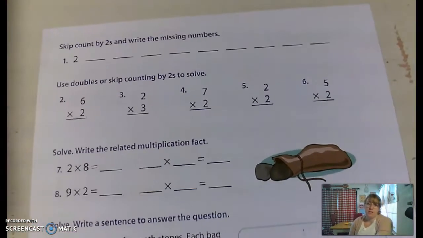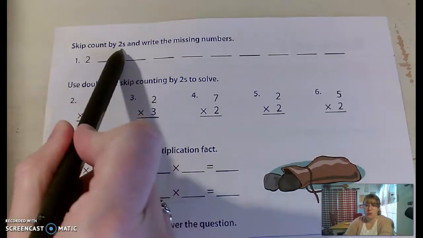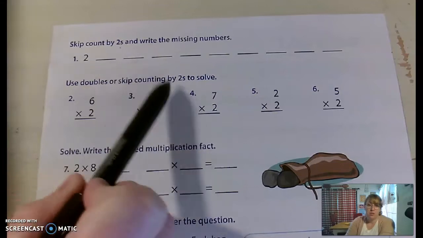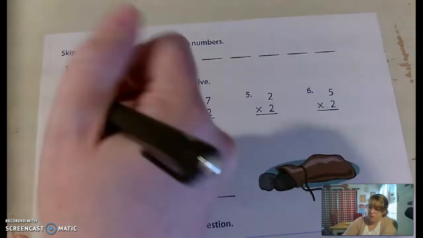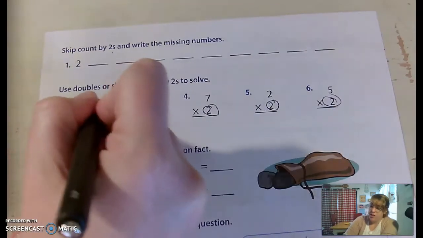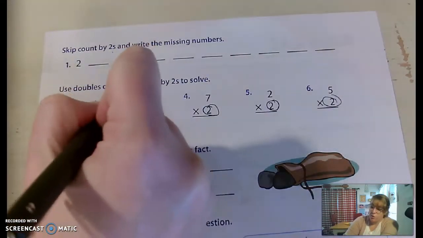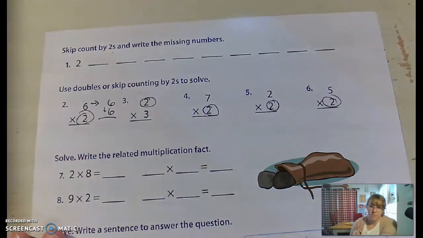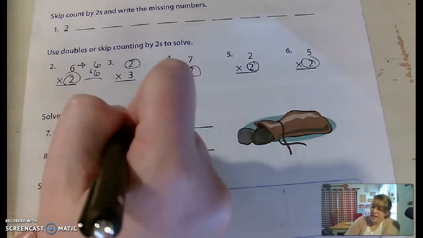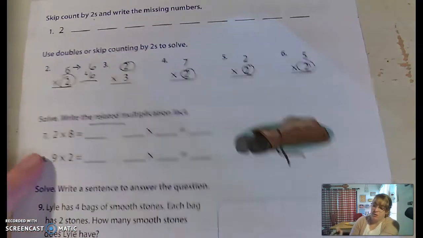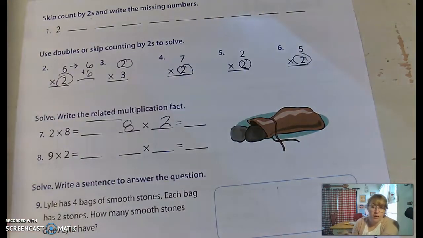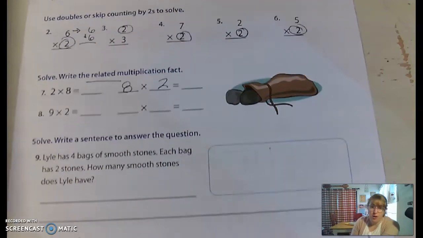All right, the top section asks you to skip count by 2's and write the missing numbers. This one, use doubles or skip count by 2's to solve. Remember, whenever there's a 2, they want you to take the other number and add it twice. Okay? That's all you have to do. For this one, they want you to write the related multiplication fact. Remember, 2 times 8 is the same as 8 times 2. That's all they're asking you to do. They're asking you to flip them, okay?